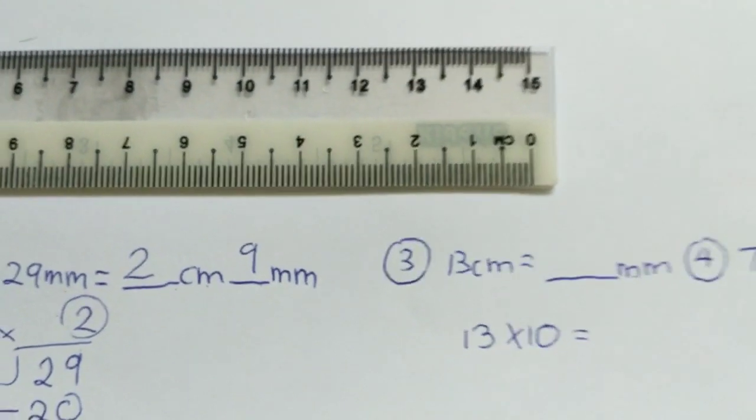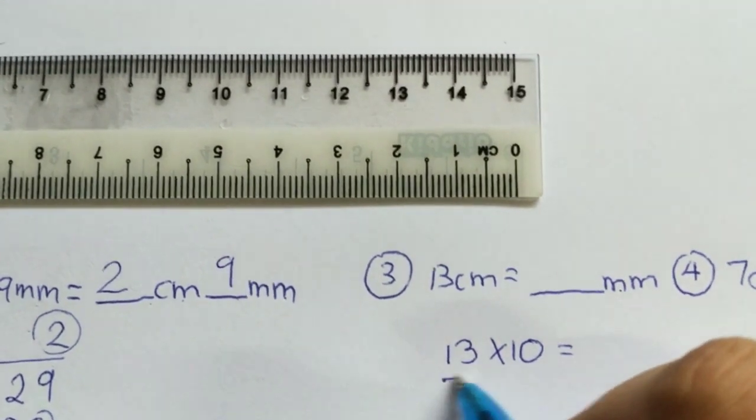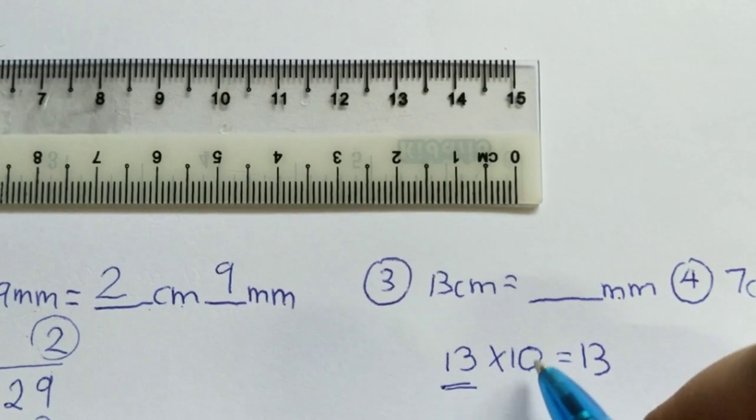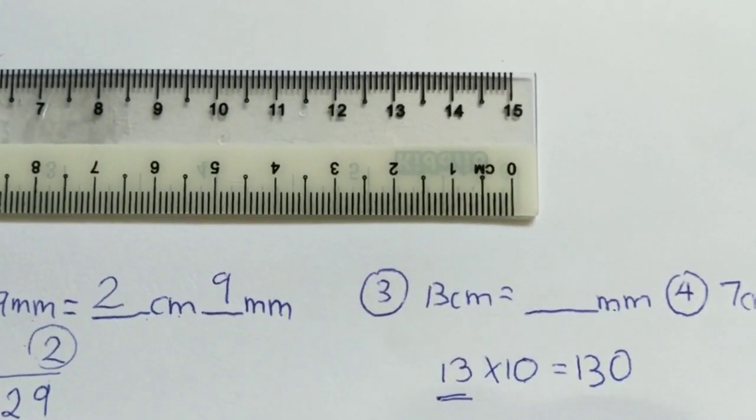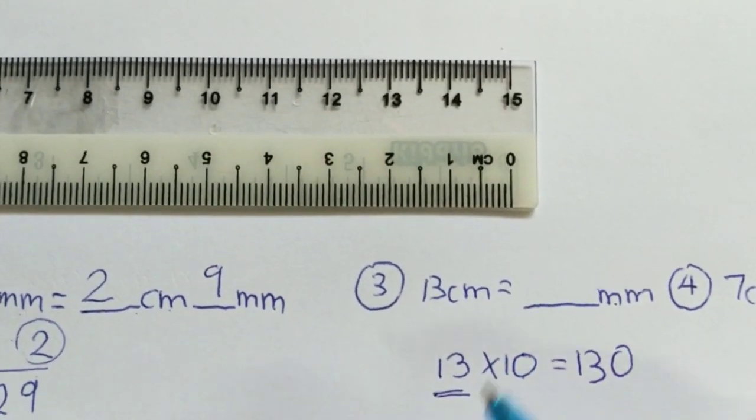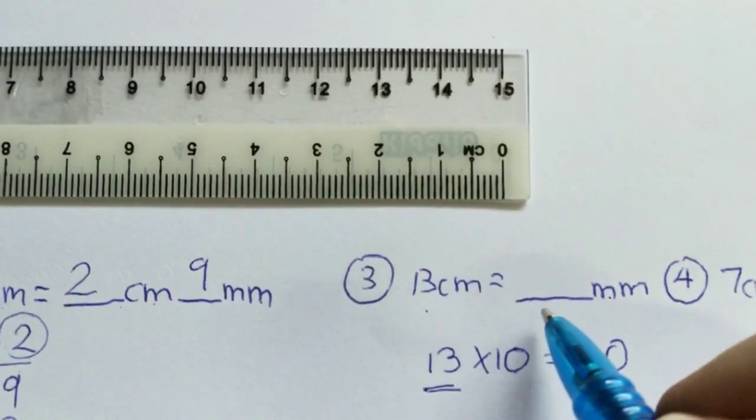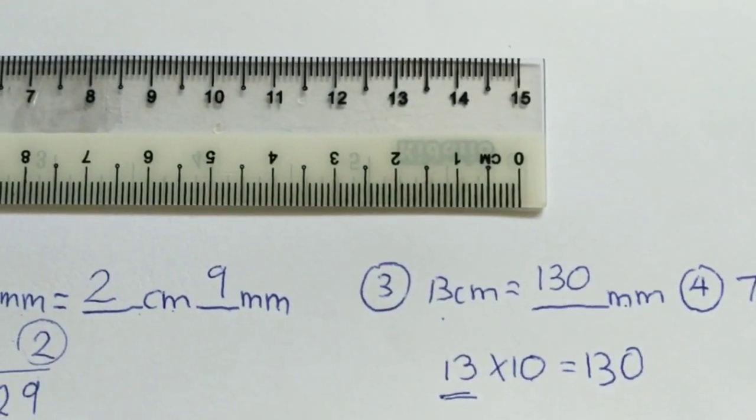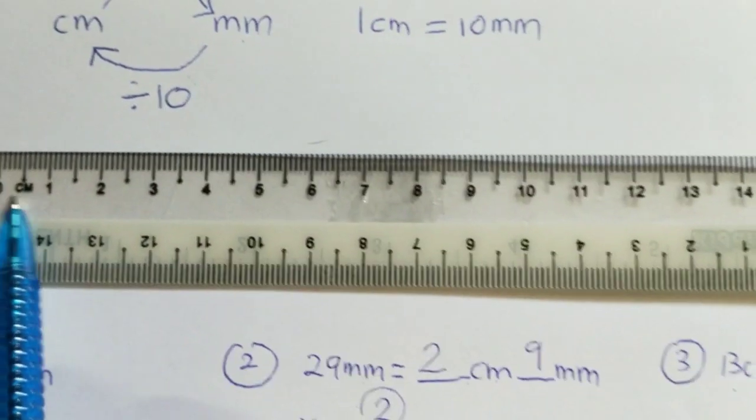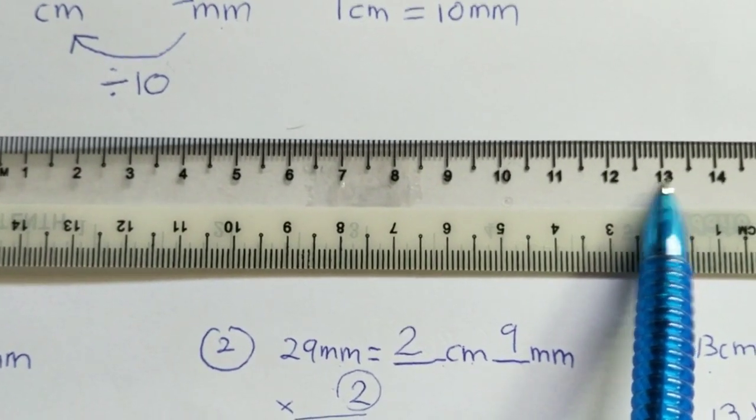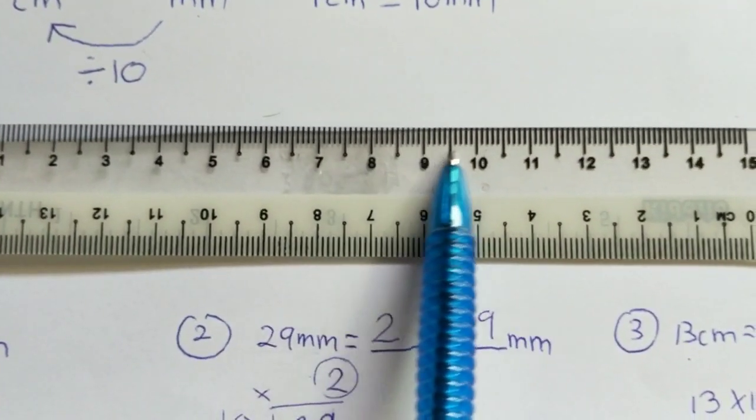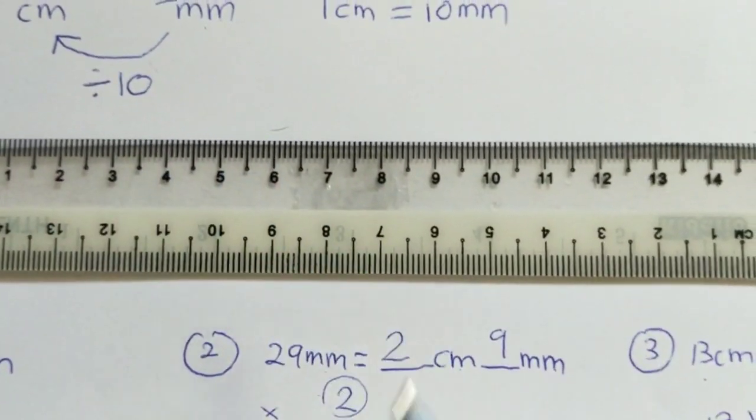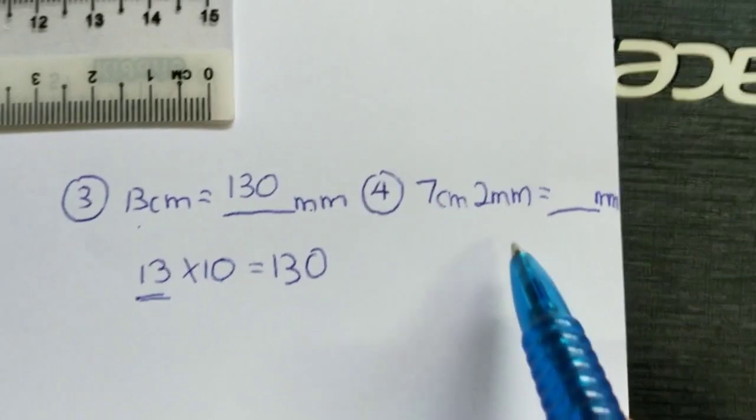You remember how to multiply numbers by 10, right? Just copy this number, 13, and then how many zeros? 1. So you put 1 zero at the back, 130. Therefore, 13 centimeter is also equal to 130 millimeter. Okay? You can look from here, from 0 to 13 here, there are 130 millimeter. You can count. Okay?